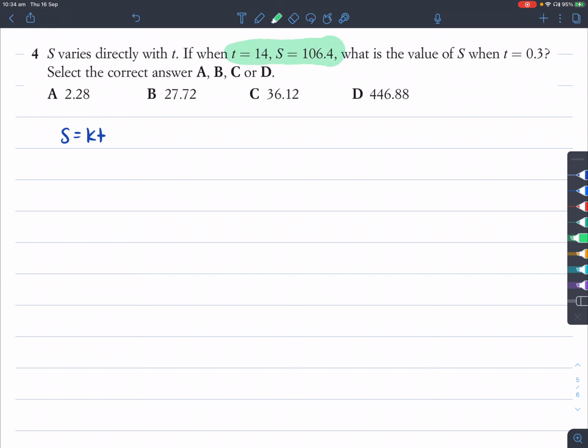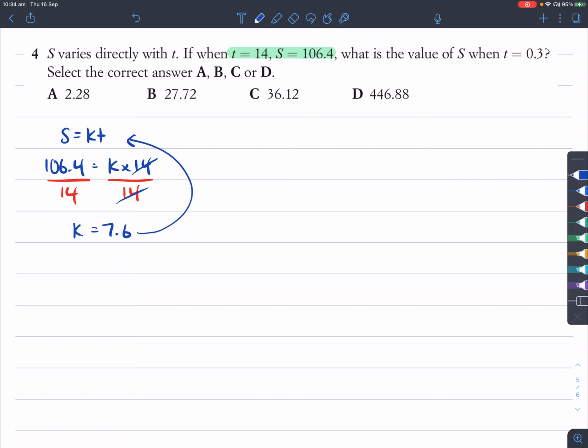So let's substitute this in to find the value of K. S is 106.4 and T is 14. So we substitute that in and undo that times 14 by dividing both sides by 14. And what we get is 7.6. And we put that back into our original equation to find our final equation without the K value there, but instead substitute it in with 7.6, like that.